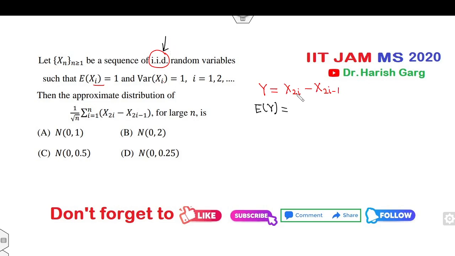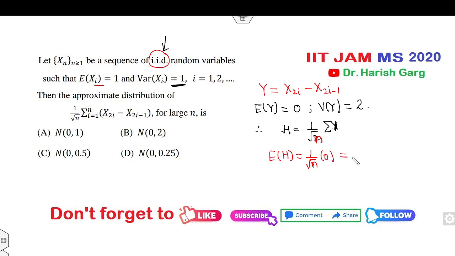Because they are my IID, each has the same mean. So 1 minus 1, 0. Can you find the variance of the y? 1 plus 1, because the variance is my 1. 1 plus 1 is my 2. Fine. So therefore, if I consider this as, say, my h is 1 over root n summation of y. Fine. Now your target is to find the mean of the h and the variance of the h. So what is the mean of the h? 1 over root n into mean, which is my 0. So the mean is my 0.